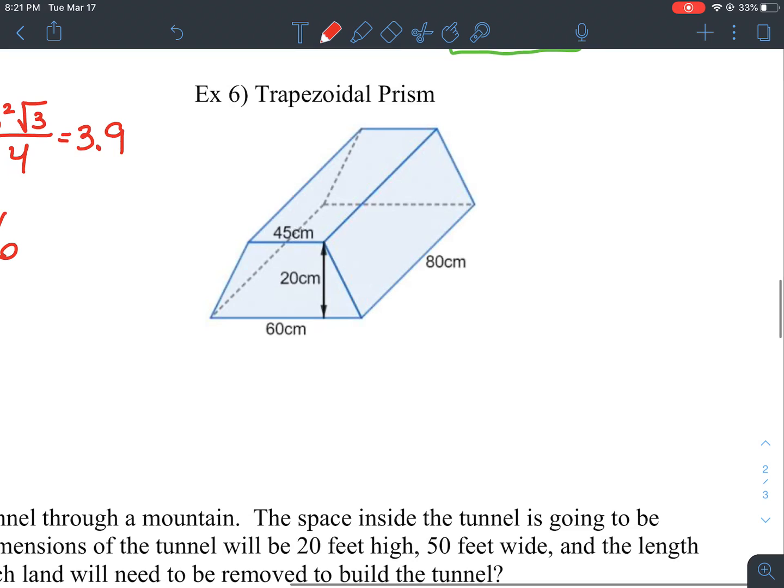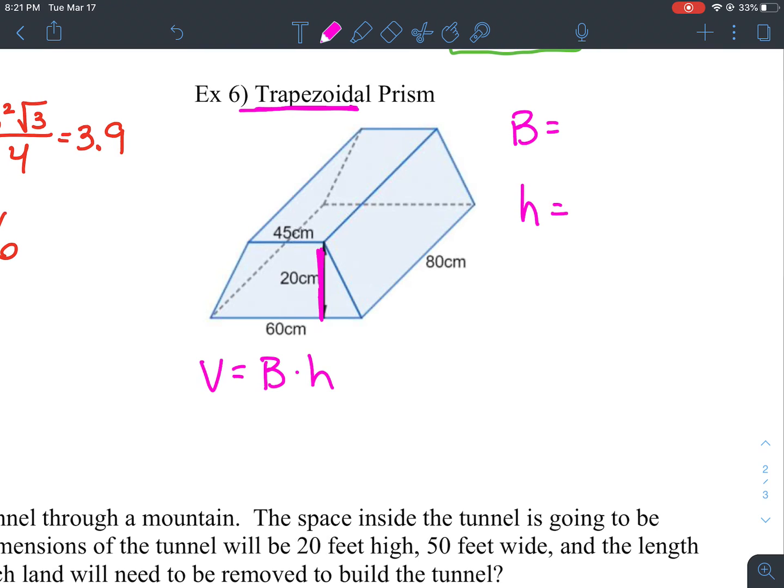Okay. Lastly, trapezoidal prism tells us that the base is a trapezoid. So, one more time, volume is B times H. Capital B is the area of the base. H is the height. Now, common errors that might get made. Students may say 20 is the height. 20 is the height of the prism. It's the height of the trapezoid. It is not the height of the prism.